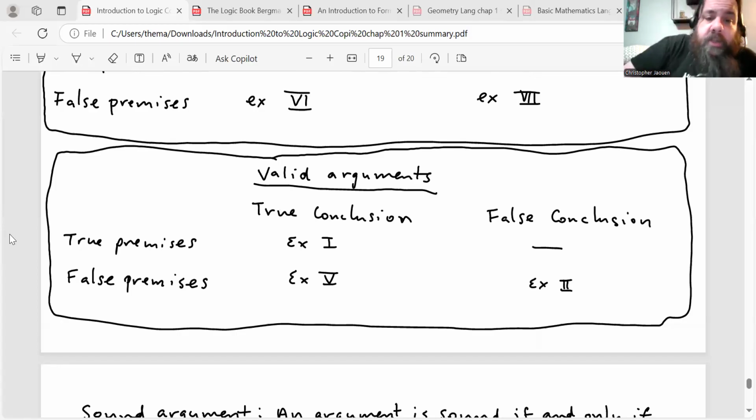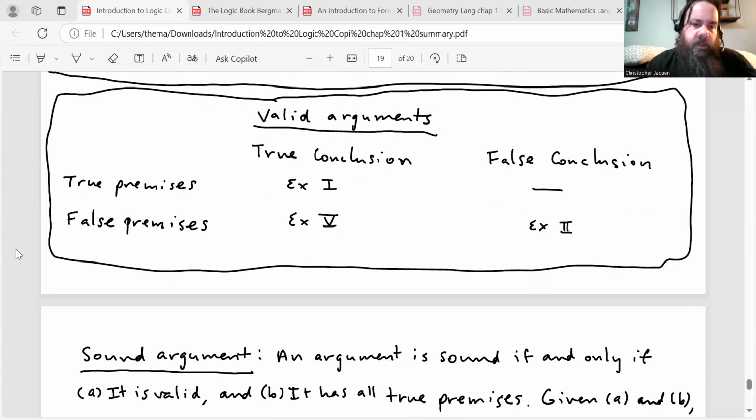Argument 1 has true premises and a true conclusion. Notice that there are no valid arguments that have true premises and a false conclusion, because that can't happen for a valid argument. And then arguments 5 and 2 have false premises. Both are valid arguments, but argument 5 has a true conclusion, whereas argument 2 has a false conclusion.